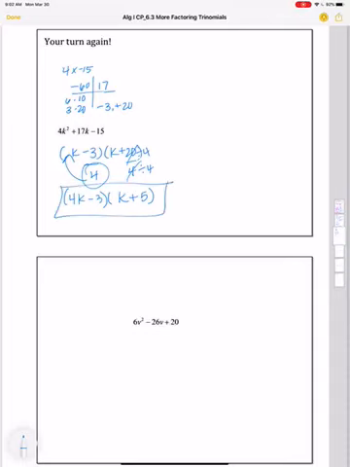And you can always check these, right? If you FOILed this, 4k times k is 4k squared. This times this would be 20k. This times this, negative 3k. Boom, that's what gives me the 17k. And then minus 15. So that's right.